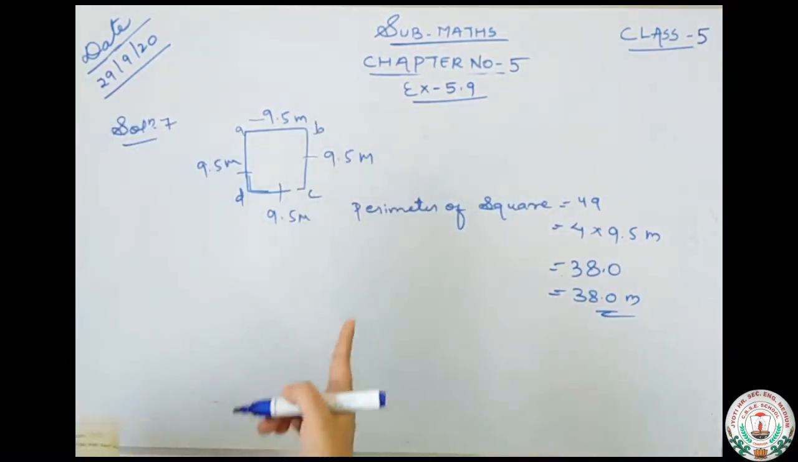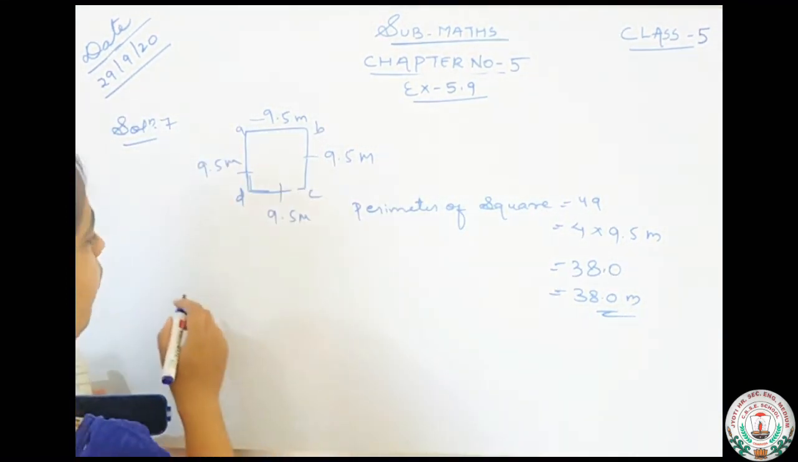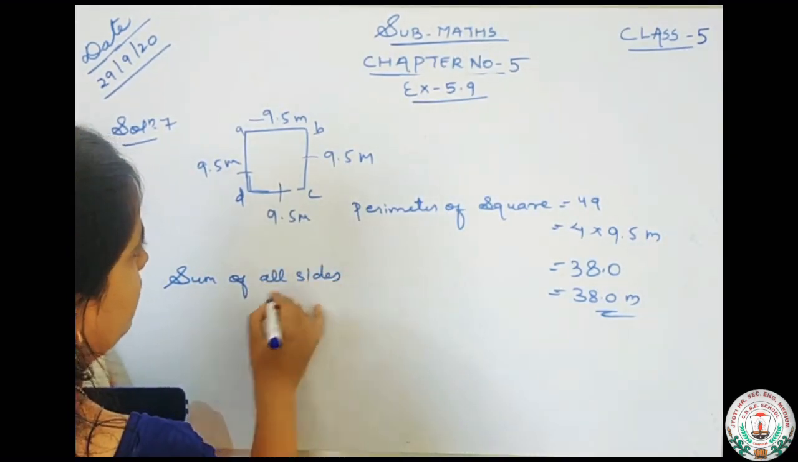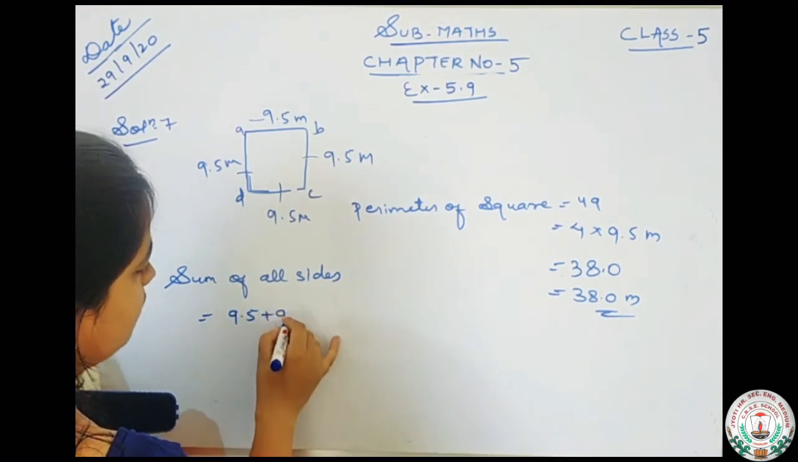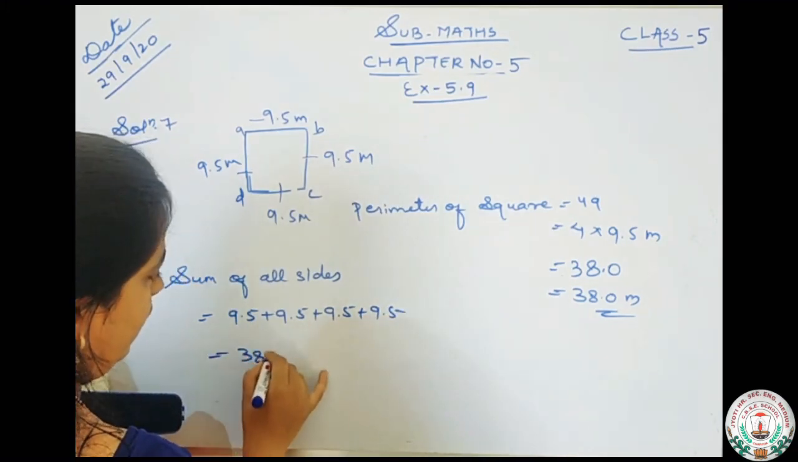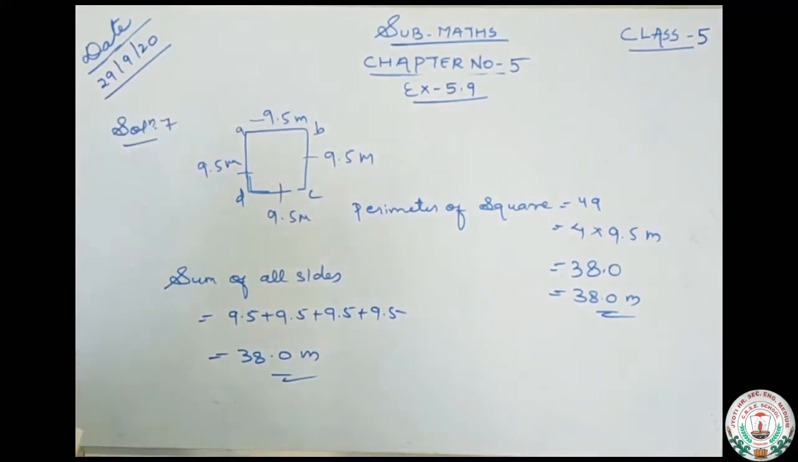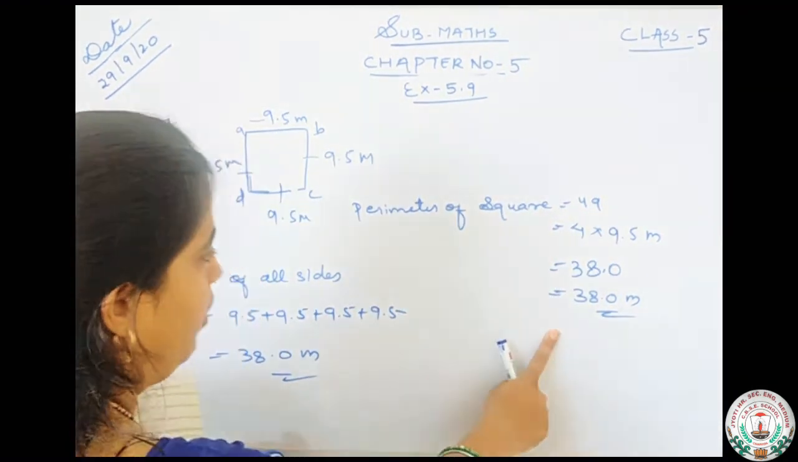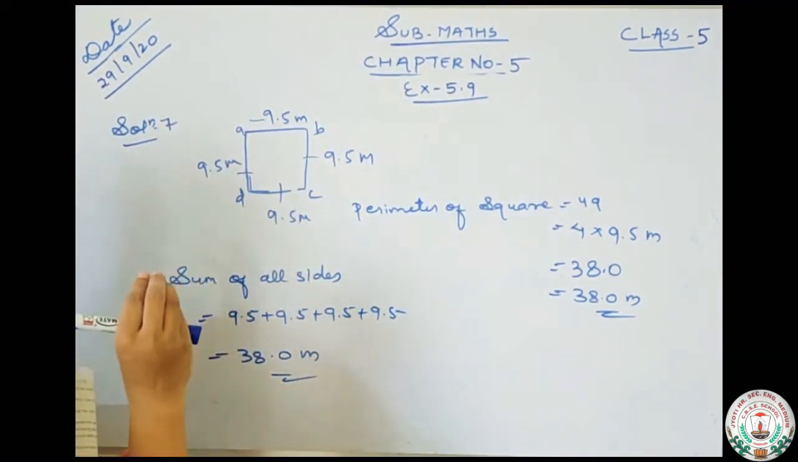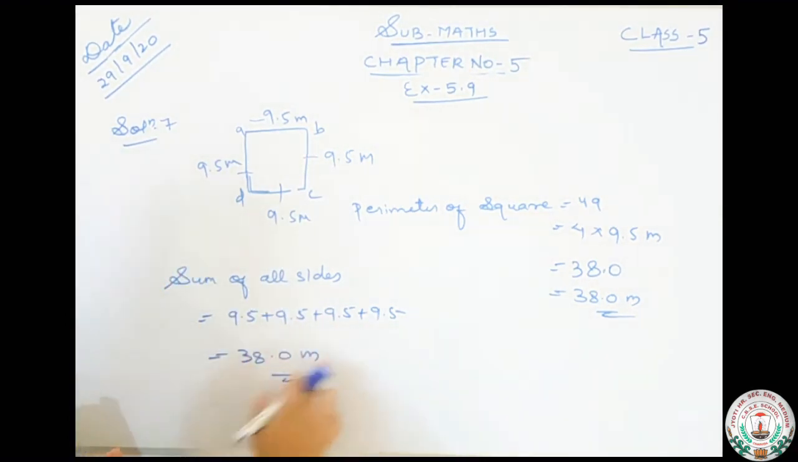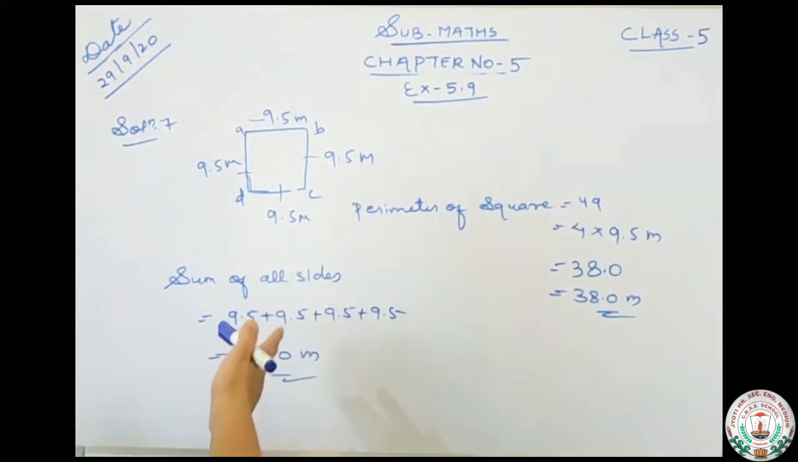Okay, the first one is by formula, and the second is that perimeter is the sum of all sides. You can add 4 times. Then also you will get the same answer, 38.0 meter. So the perimeter of a square is 4 into a, that is 4 into the side. Like this also you can solve. Or the perimeter of any figure is the sum of all sides of that figure. You can solve this question by 2 methods. Okay, now question number 8.